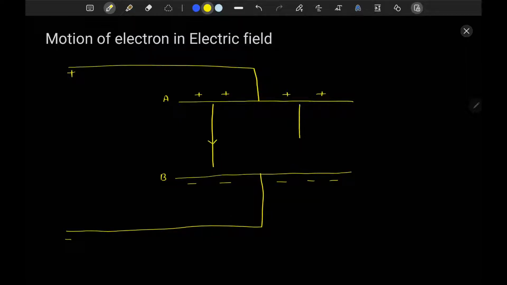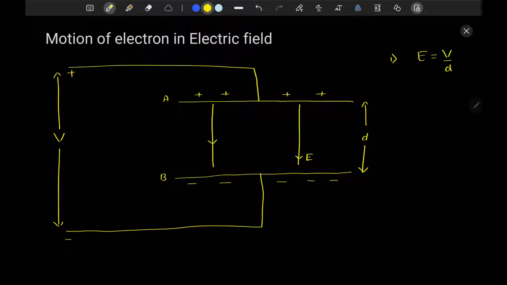is denoted by E. If the potential between the upper plate and lower plate is denoted by capital V, and the separation between the two plates is d, in that case the electric field developed between the two plates is E equal to V by d.